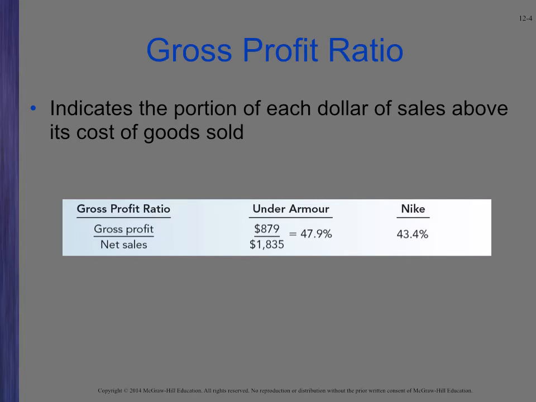Nike's gross profit is still quite high, but not as high as Under Armour's. Overall, the higher the gross profit ratio, the higher the profit or the overall operational effectiveness of the company. In other words, higher value is always better. Higher profitability means higher or greater operational effectiveness.